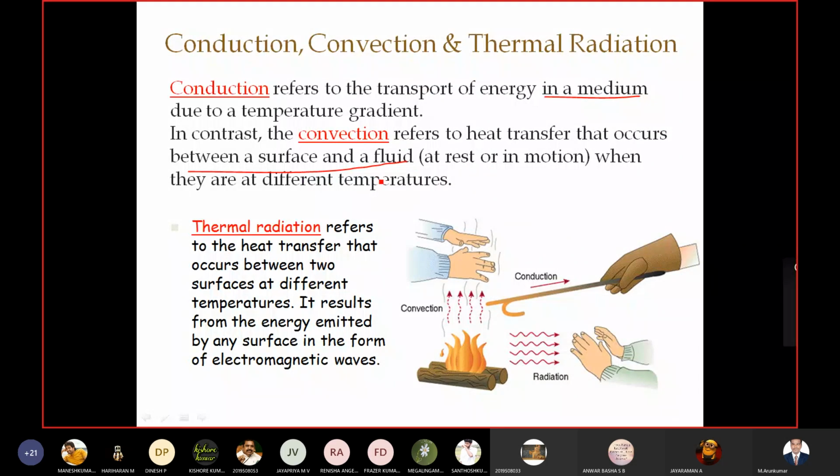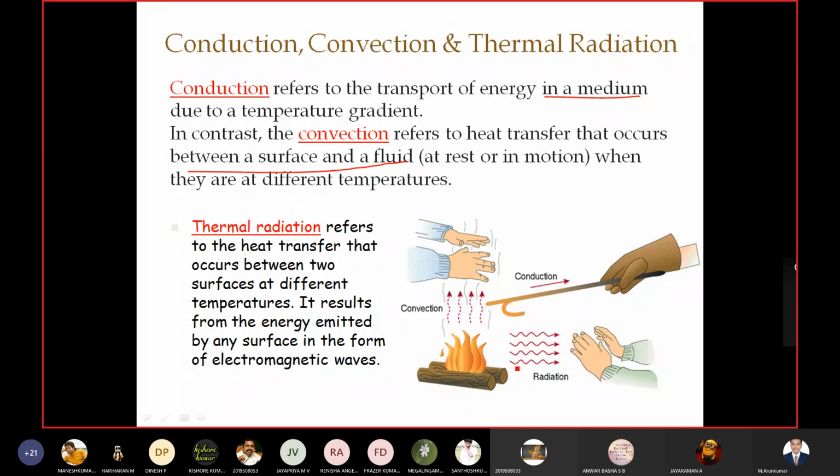Then the third category is thermal radiation. This refers to the heat transfer that occurs between two surfaces at different temperatures. That is, it results from energy emitted by any surface in the form of electromagnetic waves. Actually, this radiation happens because of the electromagnetic waves. Right. So just from this example, we may get a clarification about conduction, convection, and radiation.